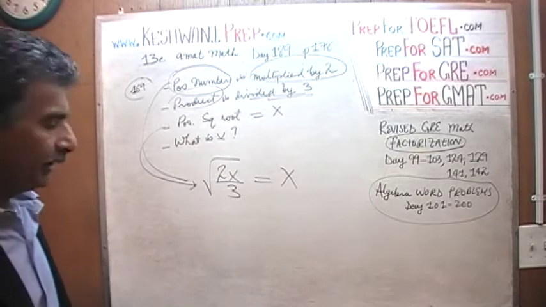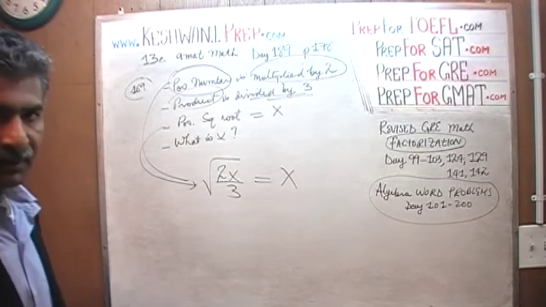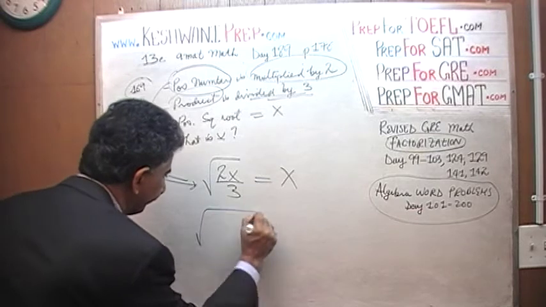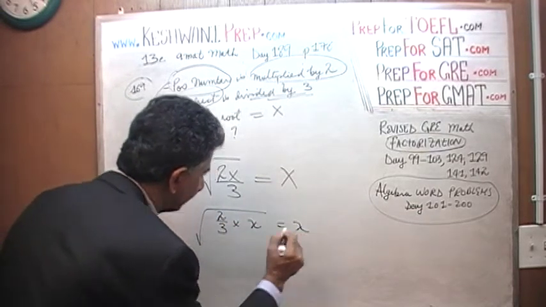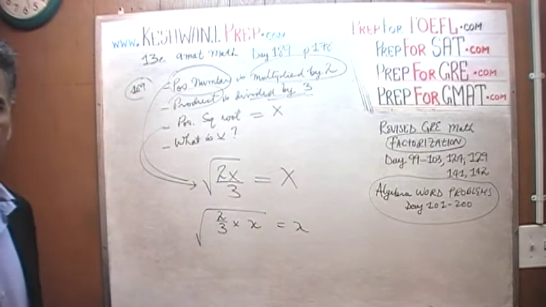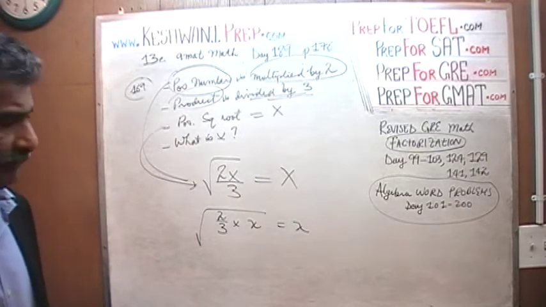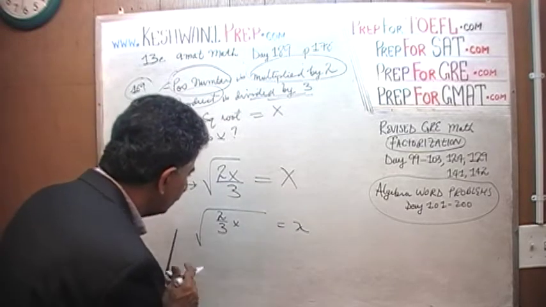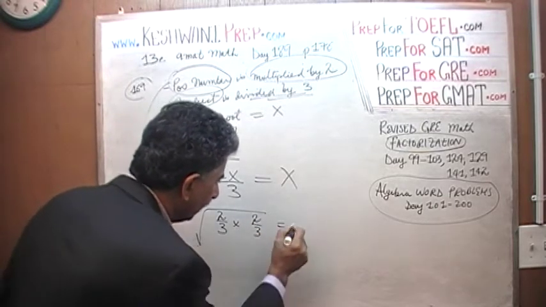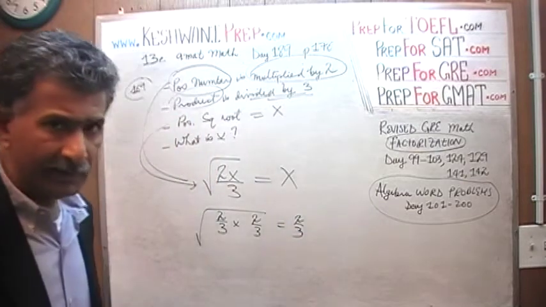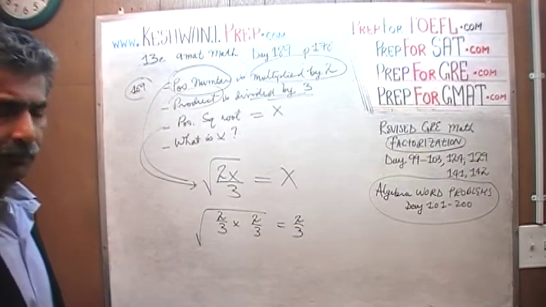But the point is, don't look at it the way it's written here. Look at it like this: 2/3 times x equals x. What do you suppose x must be? X would have to be 2/3, obviously, because the square root of 2/3 times 2/3 would equal 2/3. That's the only value of x that's going to work out.